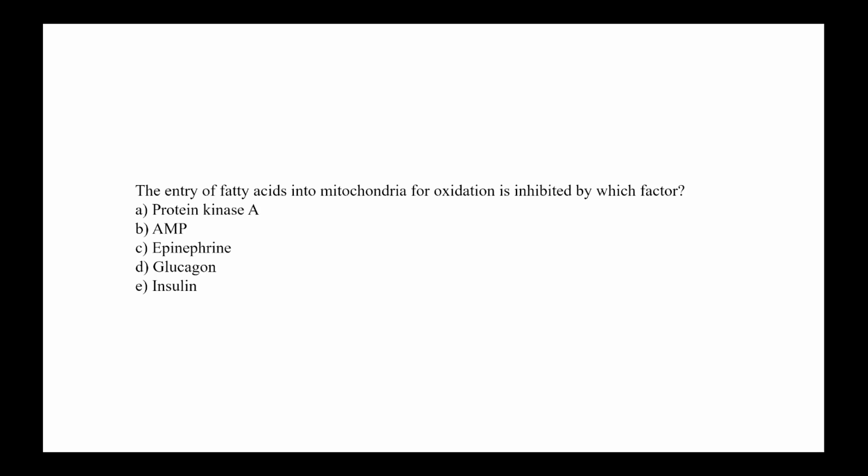Entry of fatty acids into mitochondria for oxidation is inhibited by which factor? Option A, protein kinase A. Option B, AMP. Option C, epinephrine. Option D, glucagon. And option E, insulin.